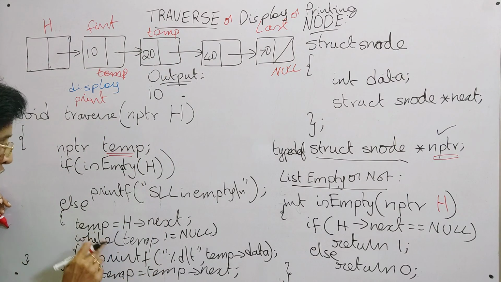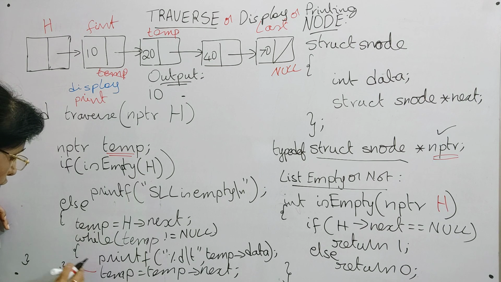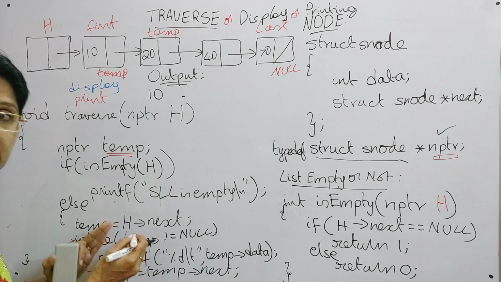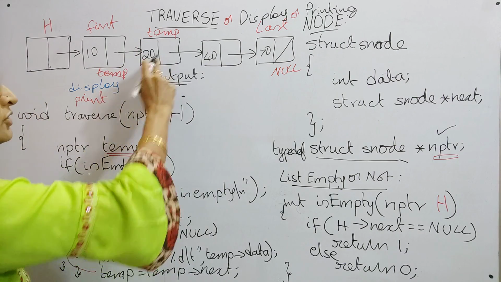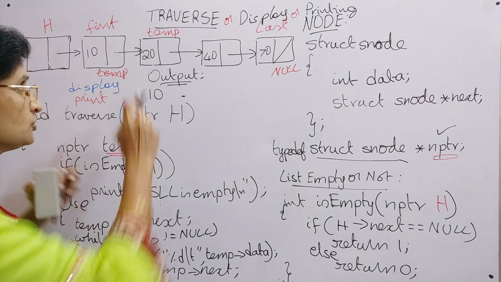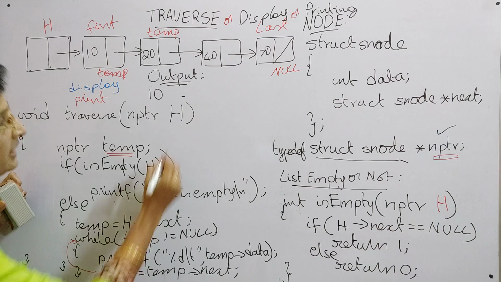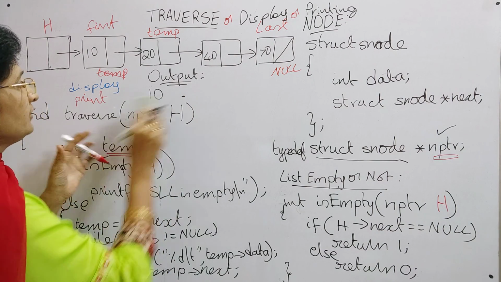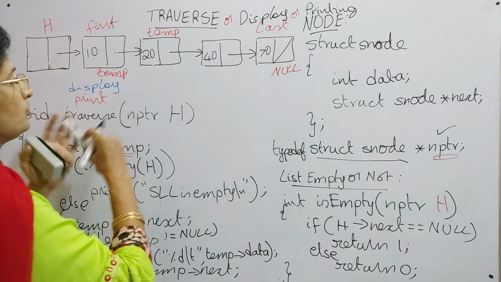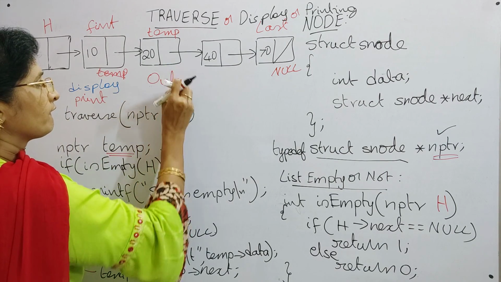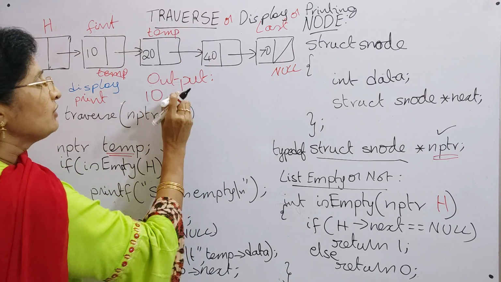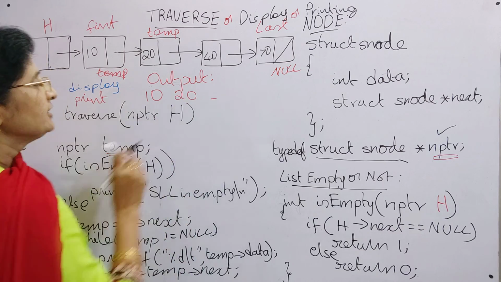Now it will go back to the while loop again, and again it will check whether temp is not equal to null. Is temp not equal to null now? Again it is not equal to null, it is pointing to another address. So again it will print the value. Here I am writing the output. First it printed 10, and now it will print 20 and wait here.